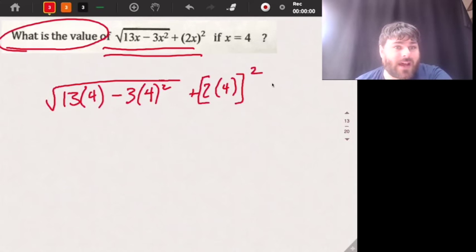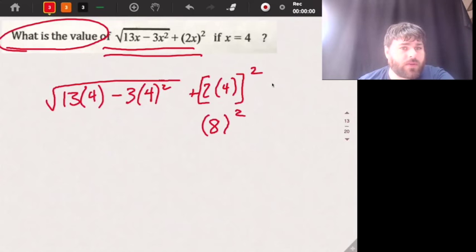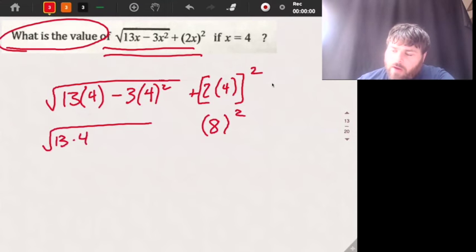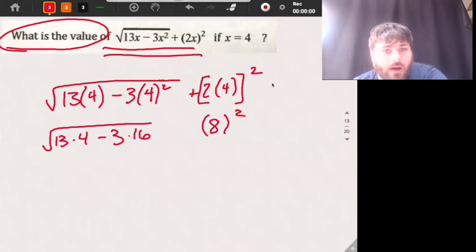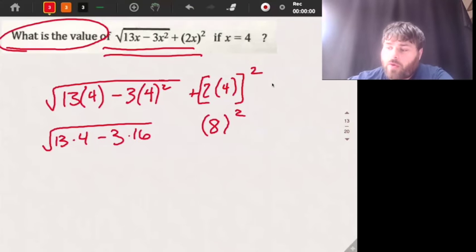Start with what's inside the groupings. So I have a 2 times 4 here. That makes an 8. Okay. Also, this little square root symbol is a grouping, so I want to do whatever's inside of here as well. So I can go ahead and do the squaring first. So I get the square root of 13 times 4 minus 3 times 16, right? Do those squares before you do any of the other multiplication stuff.